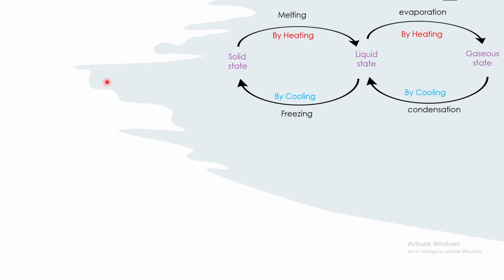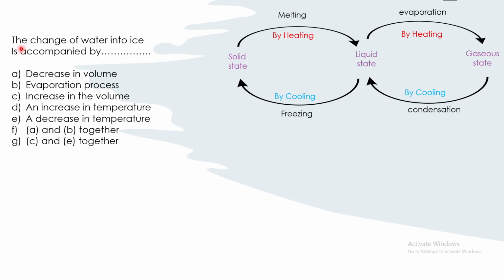Continuing in our questions, this question says the change of water into ice is accompanied by what? So it asks about transferring from the liquid state into the solid state. This occurs by cooling, and this process is called freezing. Let's take a look at the answers. It is not decreasing the volume or the evaporation process. What about increasing the volume? We will leave this point to the end. D, increasing the temperature, is wrong because it is decreasing temperature, and this is the right answer.